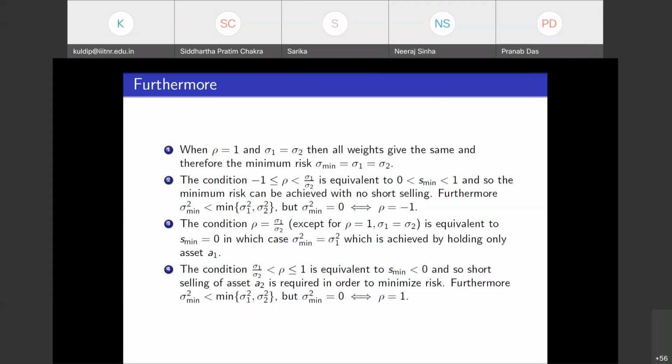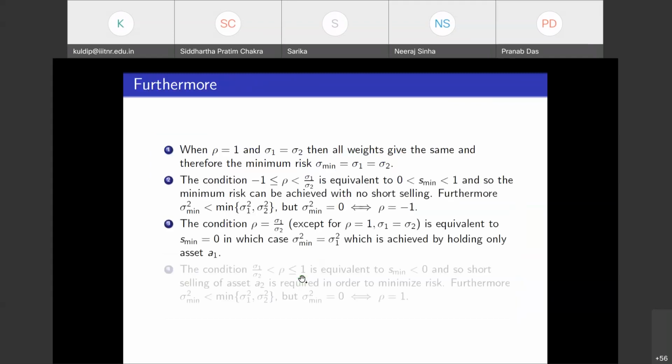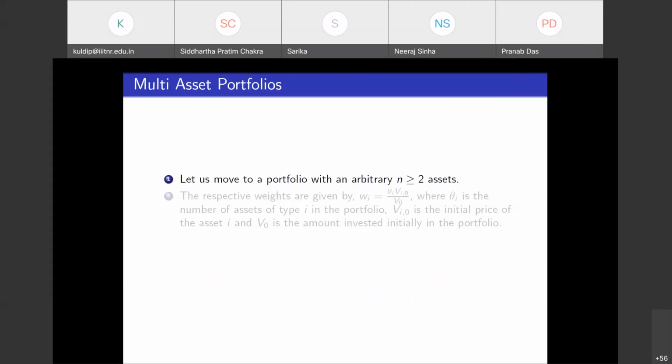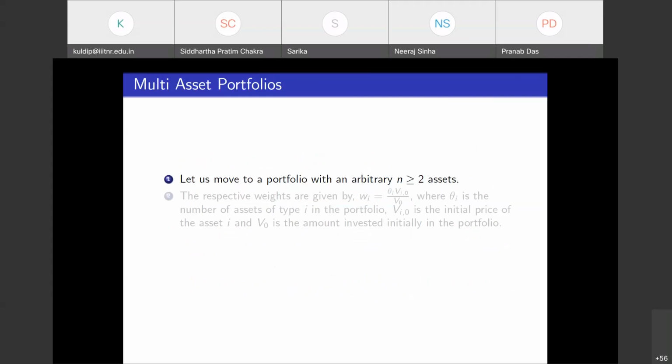So these four things you can actually work out as an exercise from the formulation that you have here. It's a little bit of algebra, but you can work this out on your own. Okay, so now I have this setup: what should be my choice of W1 and W2 in case of a two asset portfolio with the objective of minimizing the risk given by the variance. Now, in case of a multi-asset portfolio.